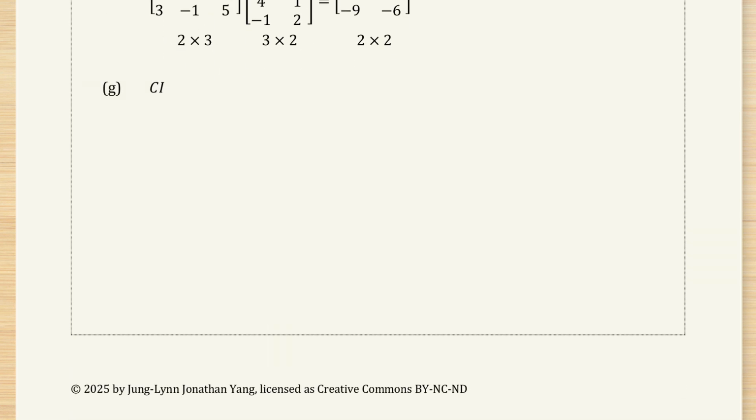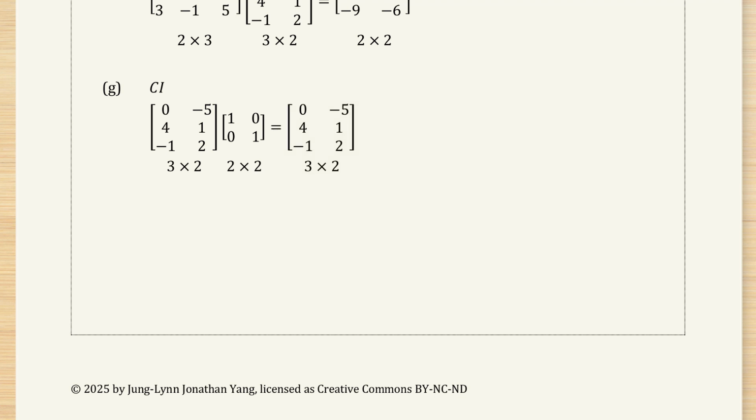C times I, we're going to multiply matrix C, which is 3 by 2, with the identity. But what identity do we use? It has to be the identity that is compatible with multiplying to the right of C. So since C is 3 by 2, we need the inner dimensions to match. So then the identity has to be 2 by 2. Now knowing that we have I2, C multiplying with identity, we're going to get C back.